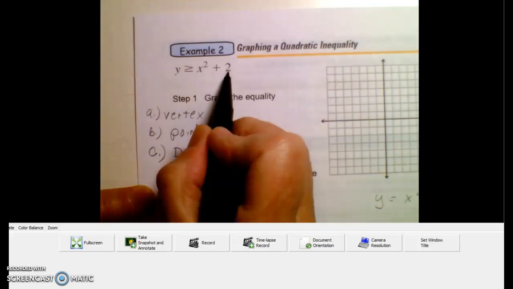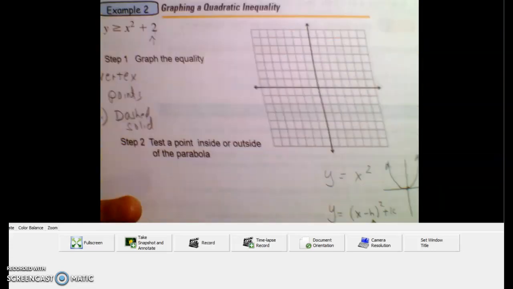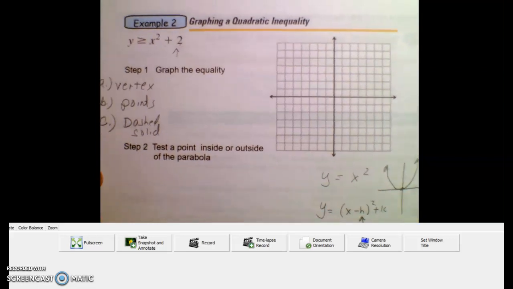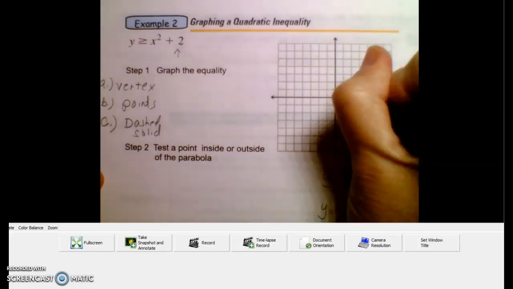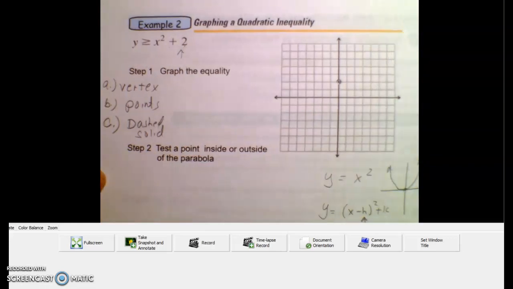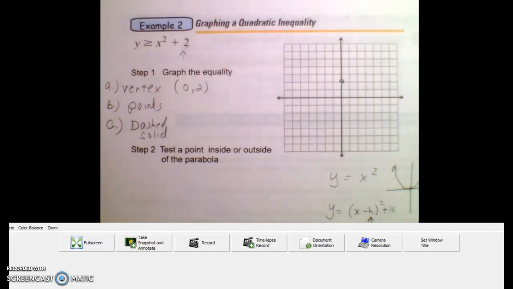This has a value outside of the parentheses, so it's telling us to go up on the y-axis. So we're taking the parent equation, and we're just going to go up on the y-axis for its vertex. So if I'm here, I'm going up 2, and there's my vertex. So it's a nice, easy way to find the vertex. So this is 0, 2. Okay, now I want to find 2 more points.